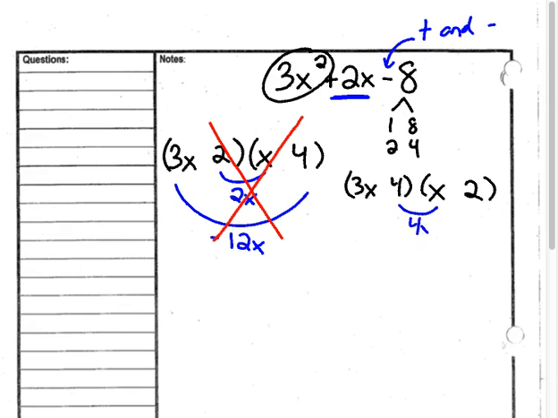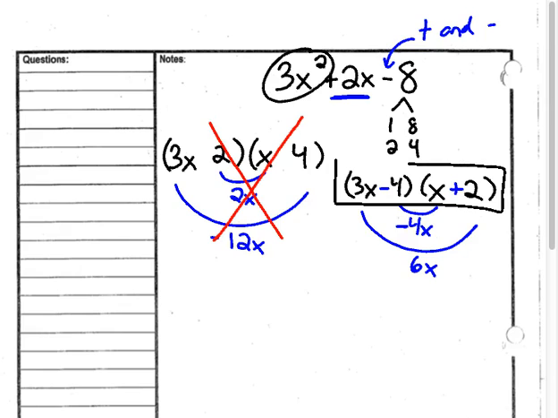So I have a 4x and a 6x. And this is looking a lot more promising this time. So in order to get a positive 2x, I could make that 4x negative. So now negative 4x plus 6x is going to give me a positive 2x. So what I need to do is that needs to be negative and that needs to be positive. And now I have the proper factoring.